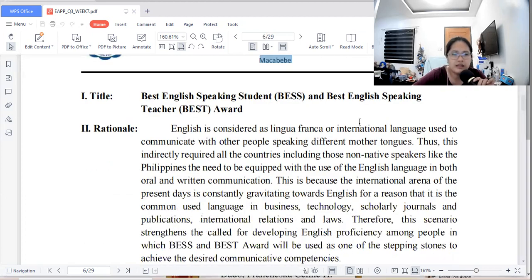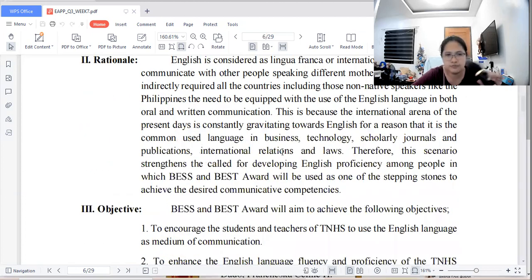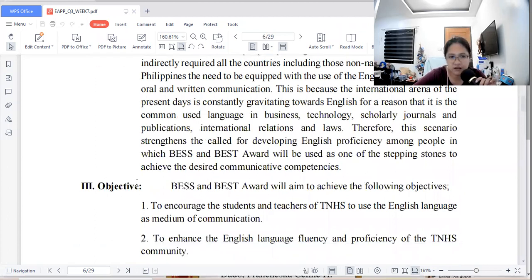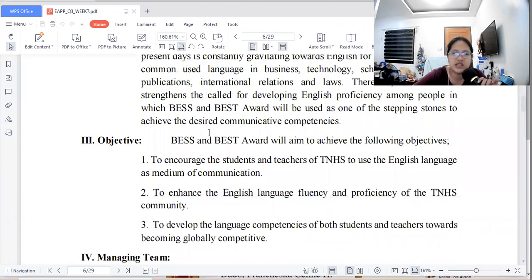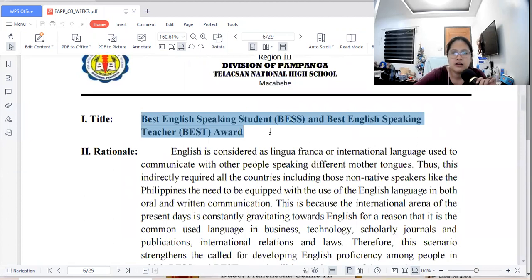With that, moving on, you also have objectives. Here are the following objectives: what do you want to achieve with that particular plan or project?